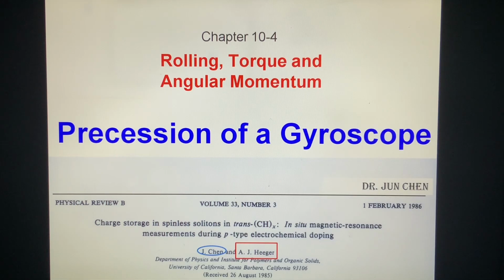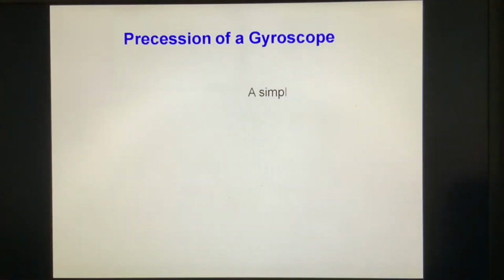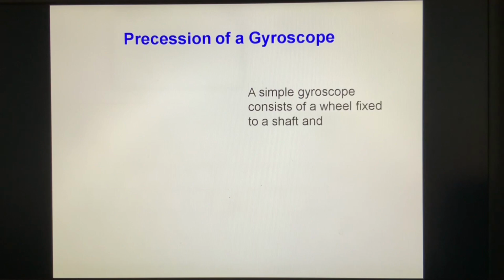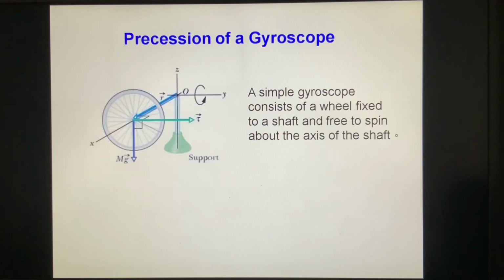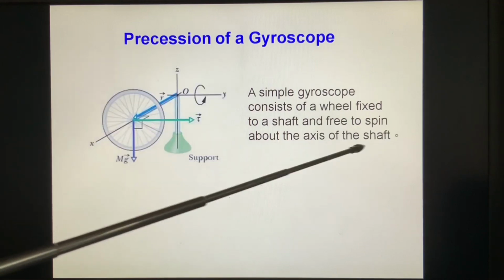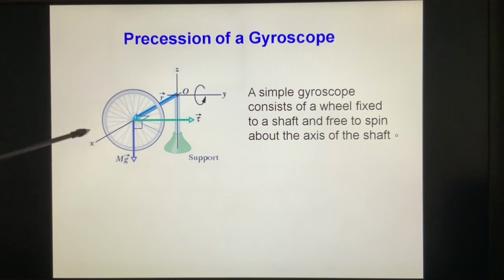Precession of a gyroscope. A simple gyroscope consists of a wheel fixed to a shaft and free to spin about the axis of the shaft. That's the one. You can rotate it around this shaft.